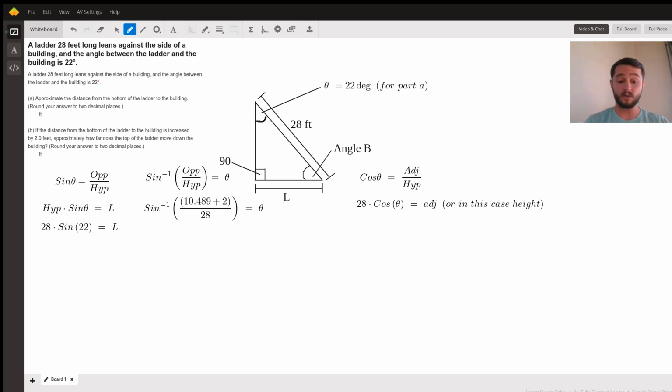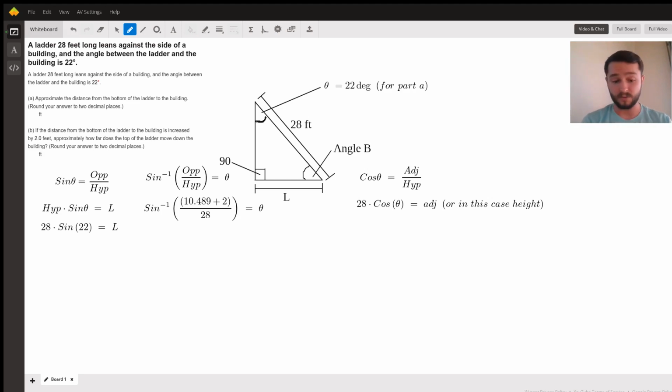All right, and now we will do the same exact thing, but with the 22 degrees and not the 26 degrees. So we will do 28 times the cosine of 22 degrees, just like that. Because remember, we multiply both sides by our hypotenuse. It cancels out on the right-hand side, and we're left with 28 times cosine theta equals our adjacent leg. So now we're solving for our old height with our original angle, and we get that to be about 25.961 feet.